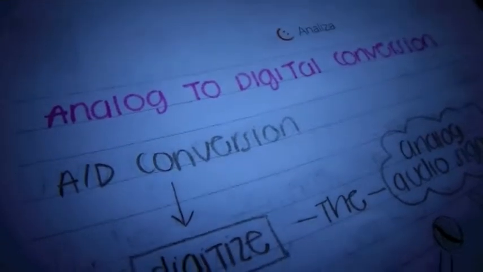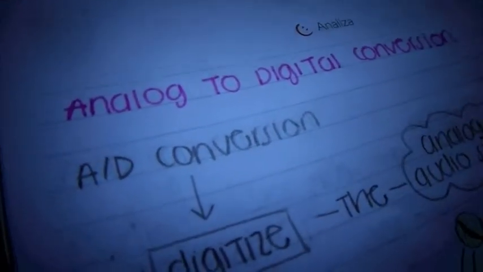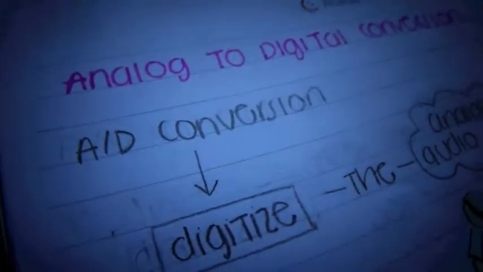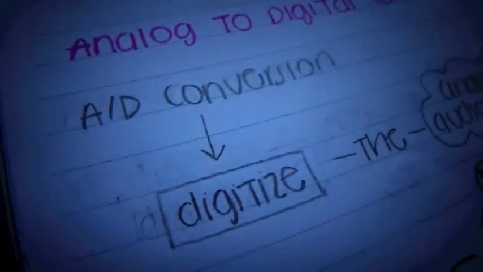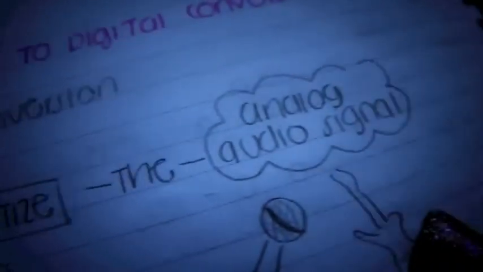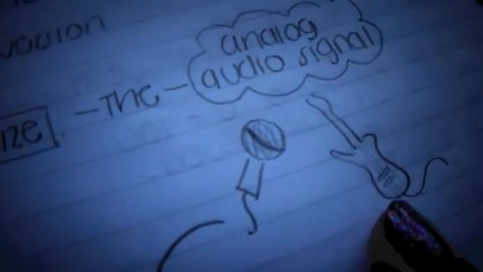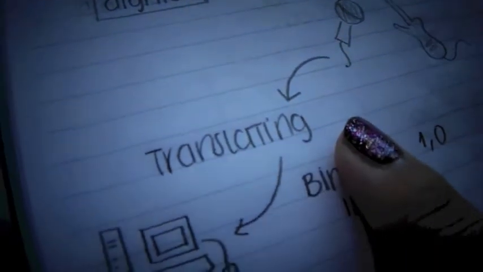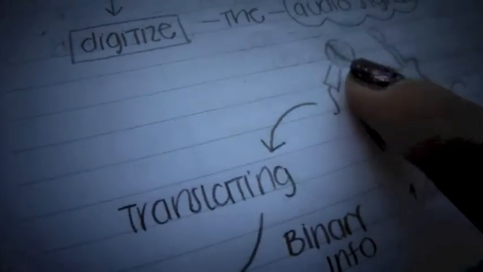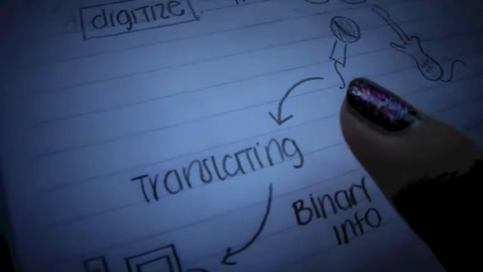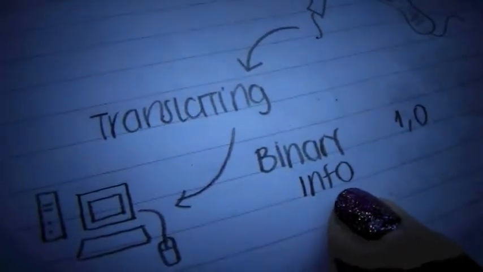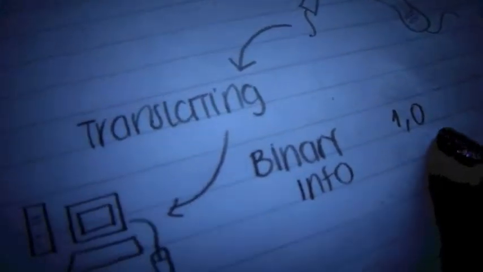The analog to digital conversion is usually called just AD conversion. What we do in this process is digitize the analog audio signal that is coming, for example, from a microphone or a guitar. So what we do in this process is just translate the information that's coming from here into, let's say, a language that a computer can understand, which is binary, and that means ones and zeros.